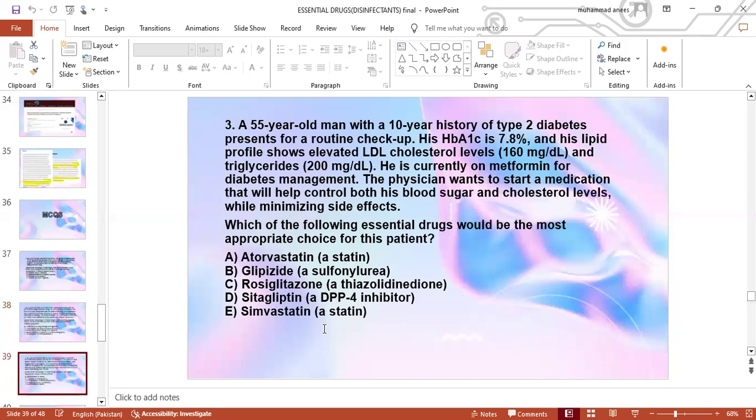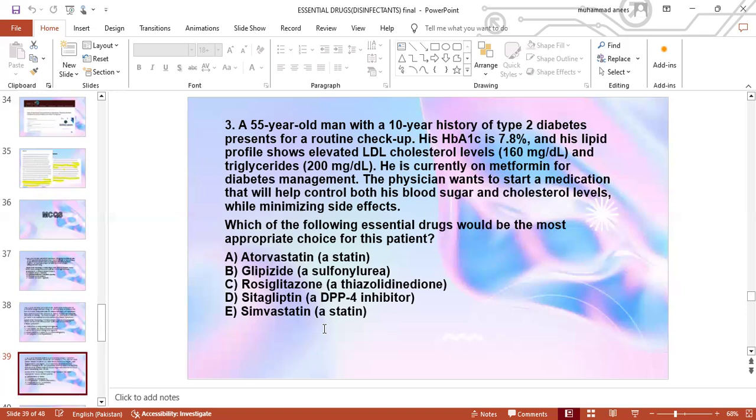A 55-year-old man with a 10-year history of type 2 diabetes presents for a routine checkup. His HbA1c is 7.8 and his lipid profile shows elevated LDL cholesterol, which is 160 milligrams per deciliter, and triglycerides 200 milligrams per deciliter. He is currently on metformin for diabetes. The physician wants to start a medication that will help control both his blood sugar and cholesterol while minimizing the side effects. Which of the following essential drugs would be the most appropriate choice for this patient?